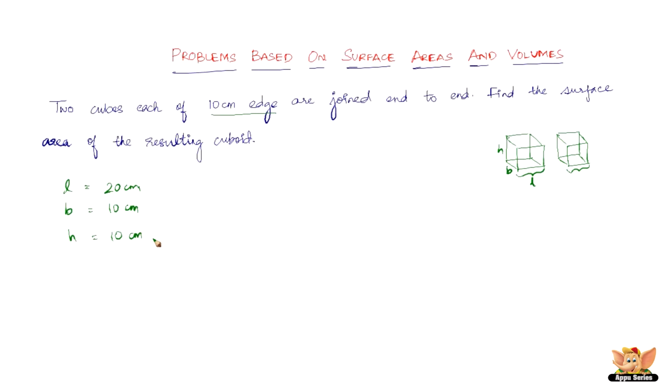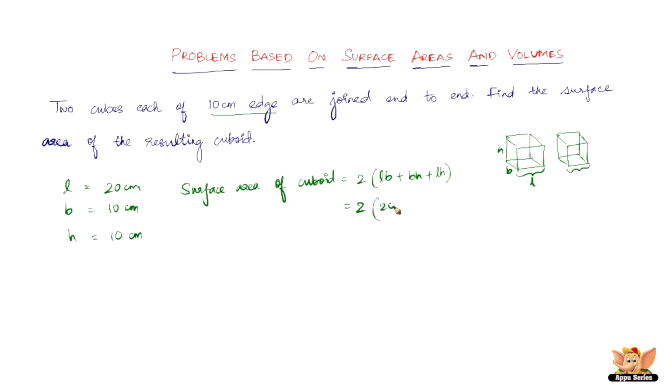So now all we have to do is just use the formula for the surface area of the cuboid and substitute these values in that formula and find the answer. That's all there is to do in this problem. The surface area of the cuboid is given by 2 times length into breadth plus breadth into height plus length into height. So this is what the formula is for the surface area of cuboid, and we just have to substitute the values of length, breadth and height here.